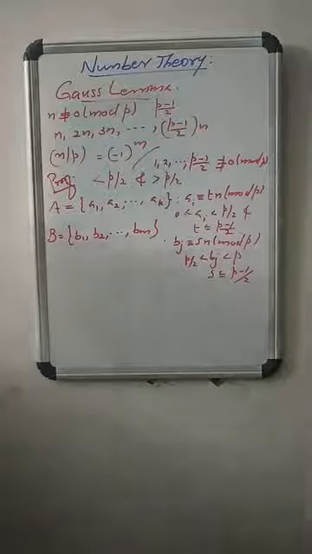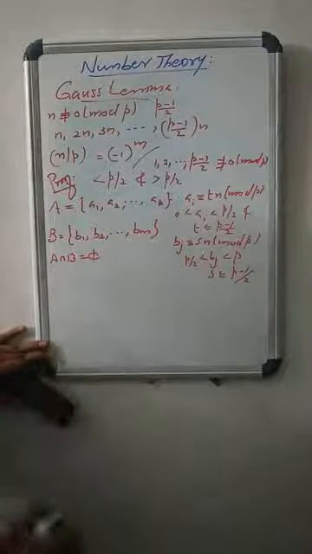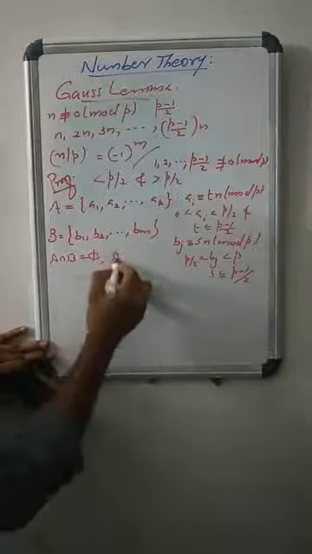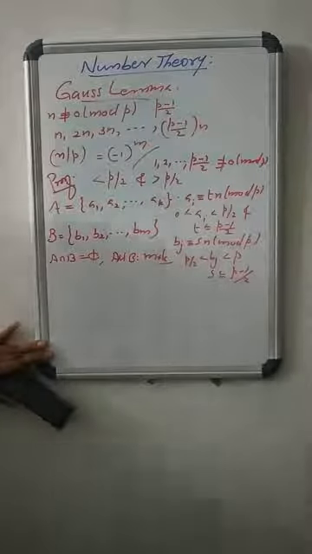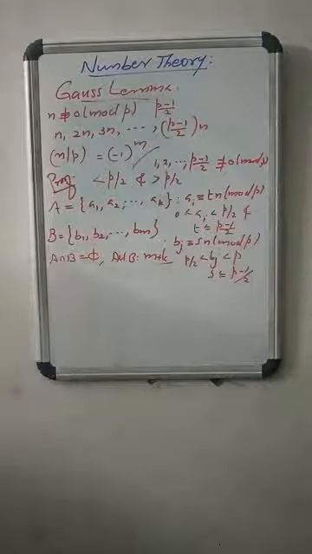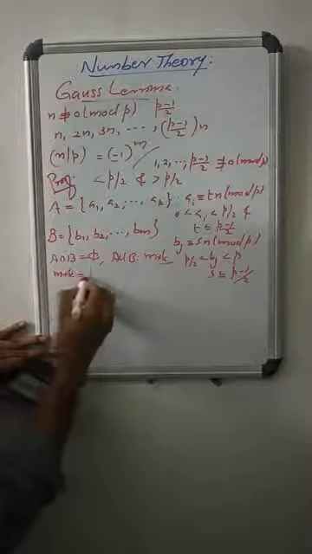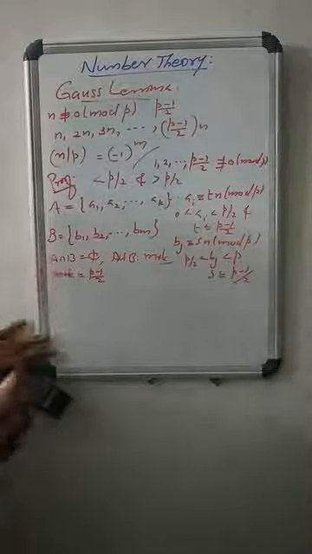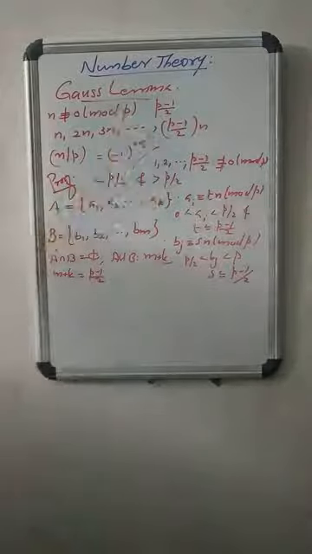Okay, clearly A intersection B is empty. They are disjoint. What is A union B? A union B consists of how many elements? It is m plus k elements. They are distinct, so A union B consists of m plus k elements. But what is this m plus k? m plus k is nothing but (p minus 1)/2. Okay, m plus k equals (p minus 1)/2.